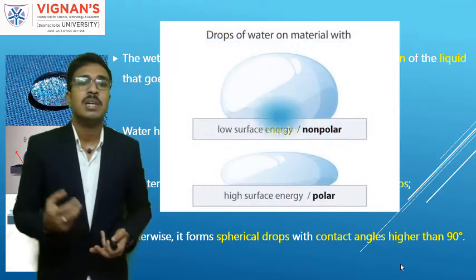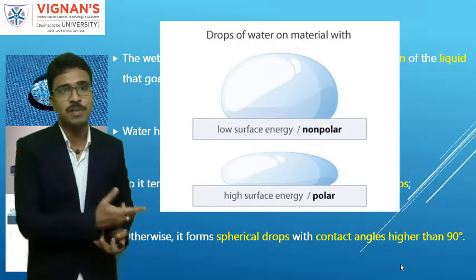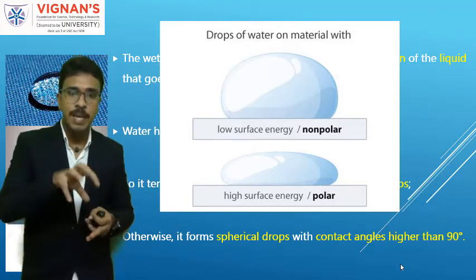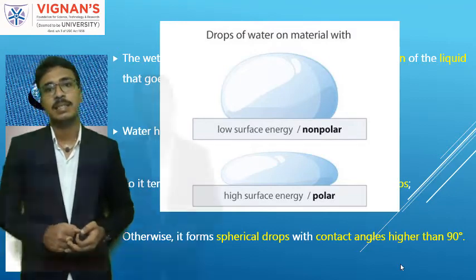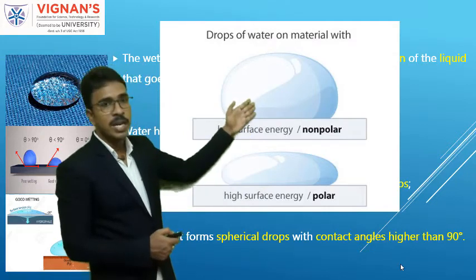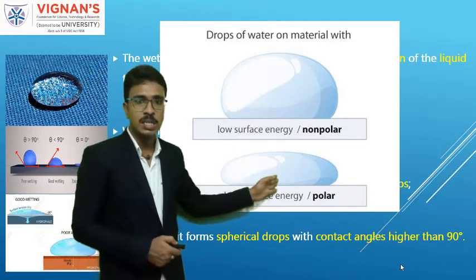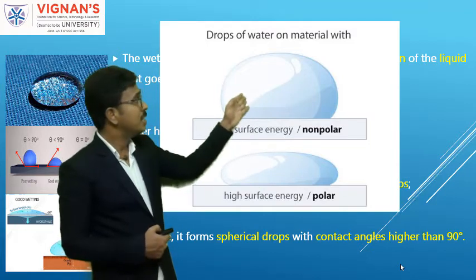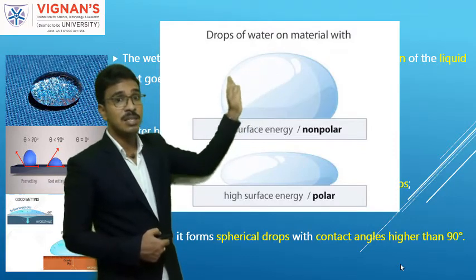Now, if there are no polar groups, as in the case of polyester, even after putting the droplet, it forms a spherical shape with a contact angle higher than 90. Again, in this image you can easily understand: low energy surfaces are non-polar surfaces, and high energy surfaces are polar surfaces. Now you can see in the case of a low energy surface, even after putting the droplet, it forms an angle with the surface.